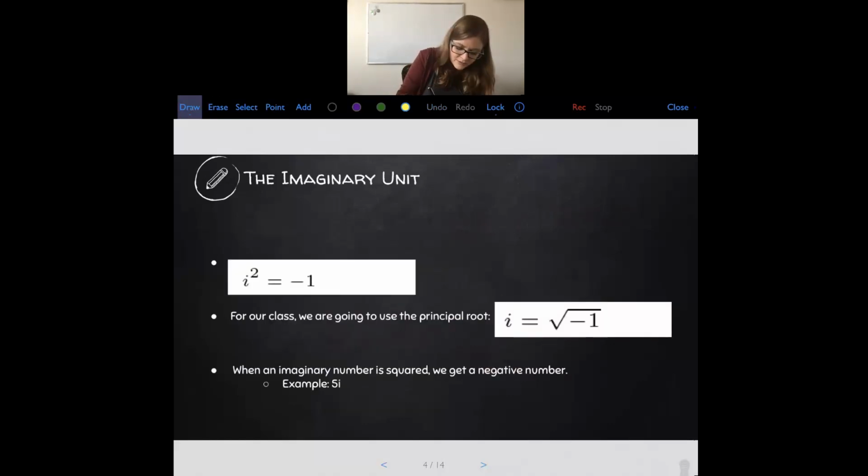So the imaginary unit i is what we're talking about, the icon that was at the beginning of the notes. The imaginary unit is defined as i squared is equal to negative 1. For our class, we're going to use what's called the principal root. Really, what you can just remember is that i is equal to the square root of negative 1. Okay, so when an imaginary number is squared, we get a negative number.